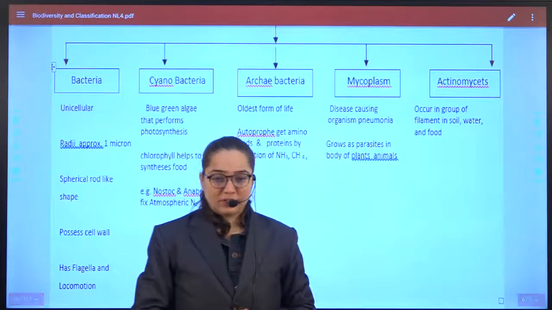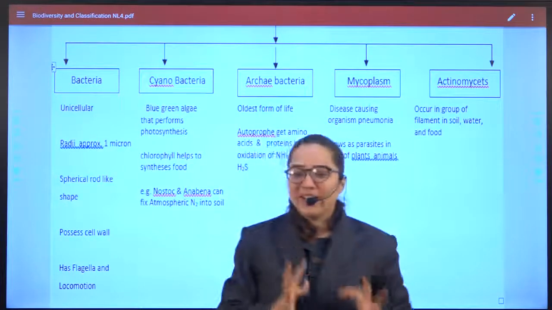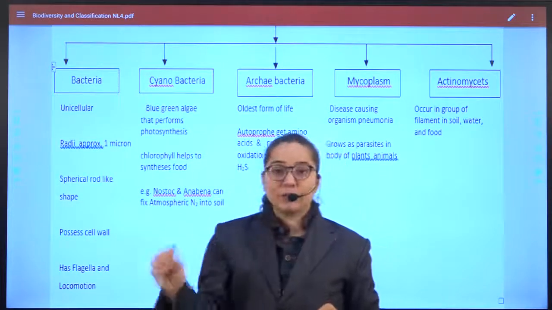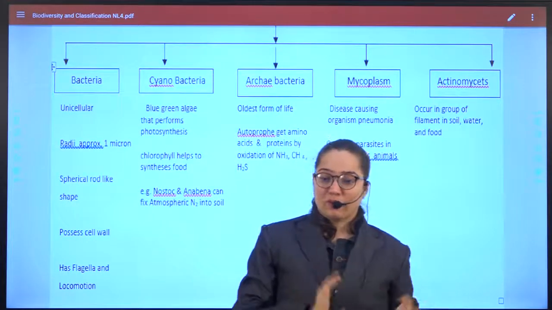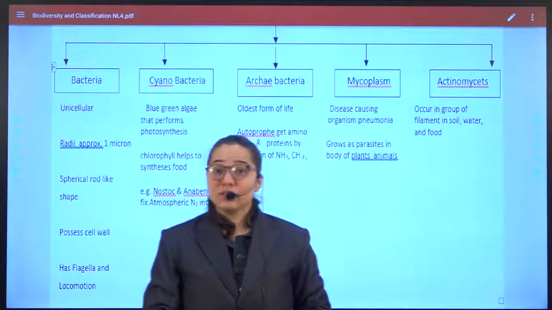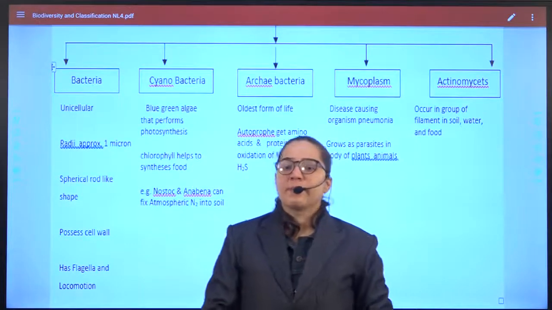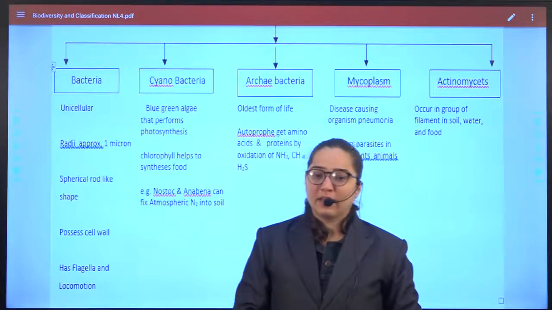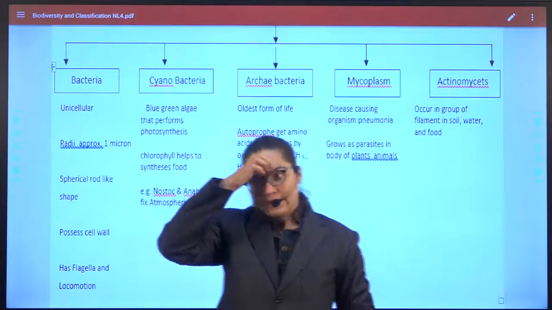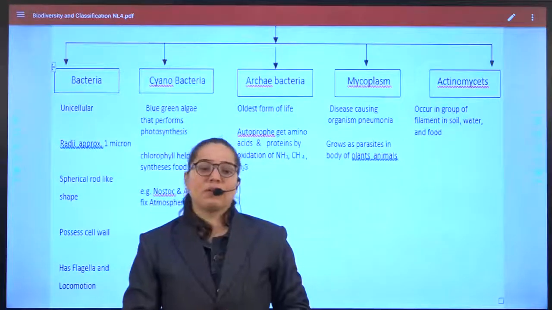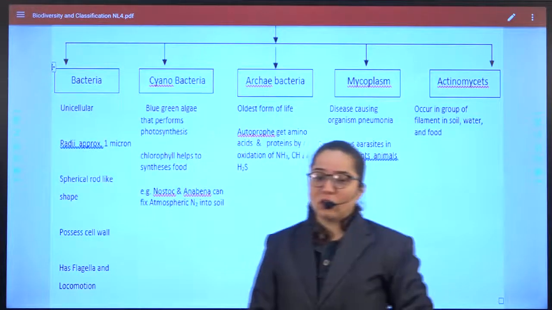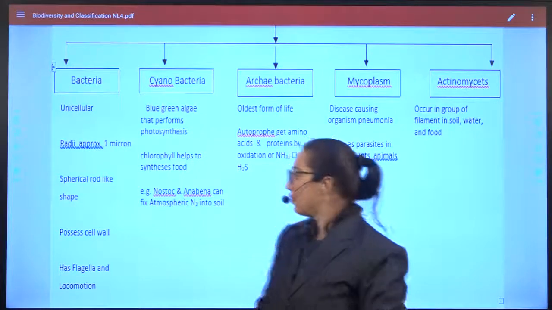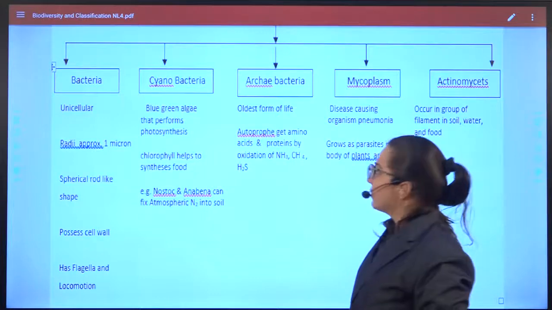For the cyanobacteria, try to recall how we had learned. First we had learned actinomycetes, which are generally present in soil, water and food. Mycoplasma, they are disease causing microorganisms. They grow generally as parasites in the body of plants and animals. Then it was Archaebacteria, which is the oldest form of life, and it contains all the autotrophs that get amino acids and proteins by oxidation of ammonia, methane and hydrogen sulfide.